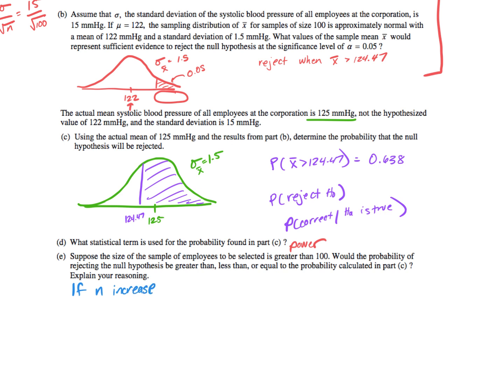Would the means change? The standard deviation, remember the standard deviation is sigma over the square root of n. If n is getting bigger, the bottom of my fraction is getting bigger, my standard deviation is getting smaller. So if n increases, sigma of x bar decreases. So what? Why does that matter?